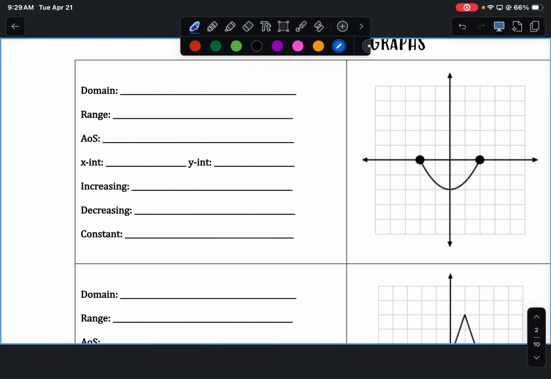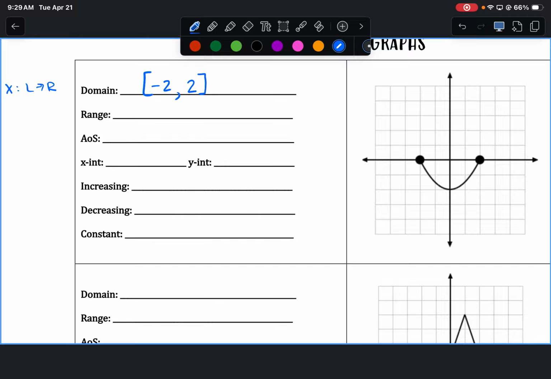Okay, we are still looking for our domain as our x values from left to right. So what is the leftmost part of this graph? -2. Parentheses or bracket? Bracket. Why is that a bracket? Because it is a closed circle right there. So it goes from -2 to, what's the rightmost point? Parentheses or bracket? Because again, we have a closed circle.